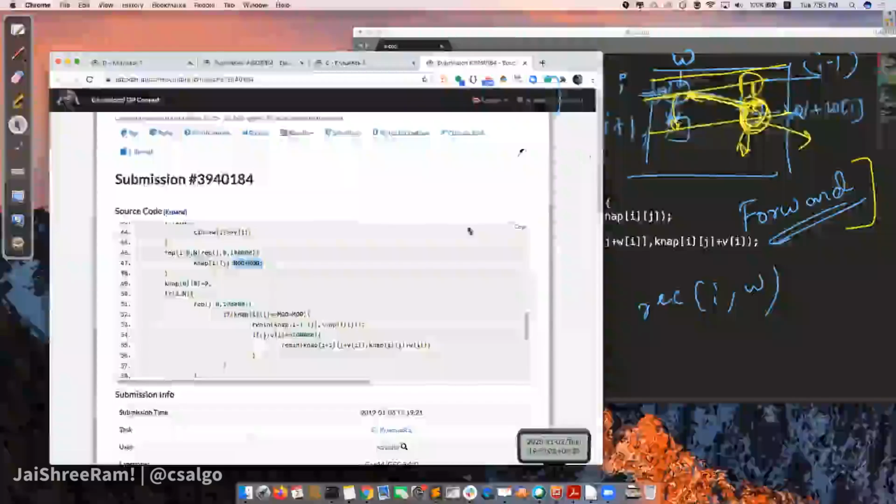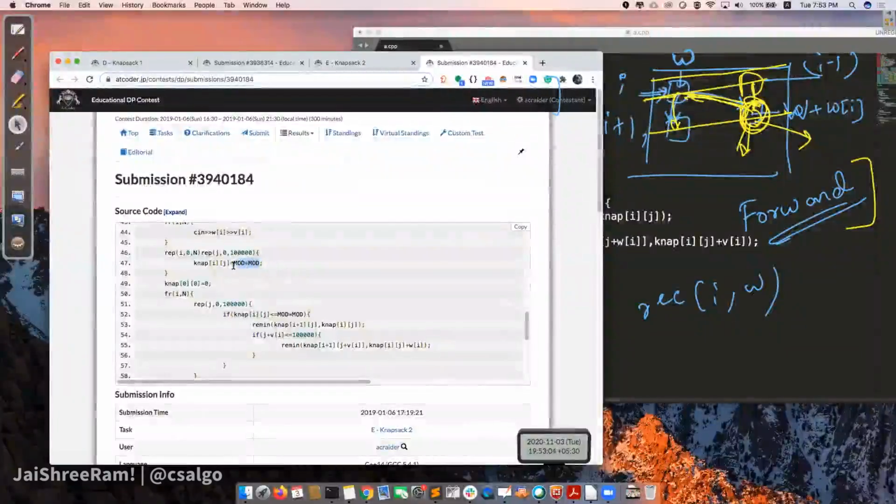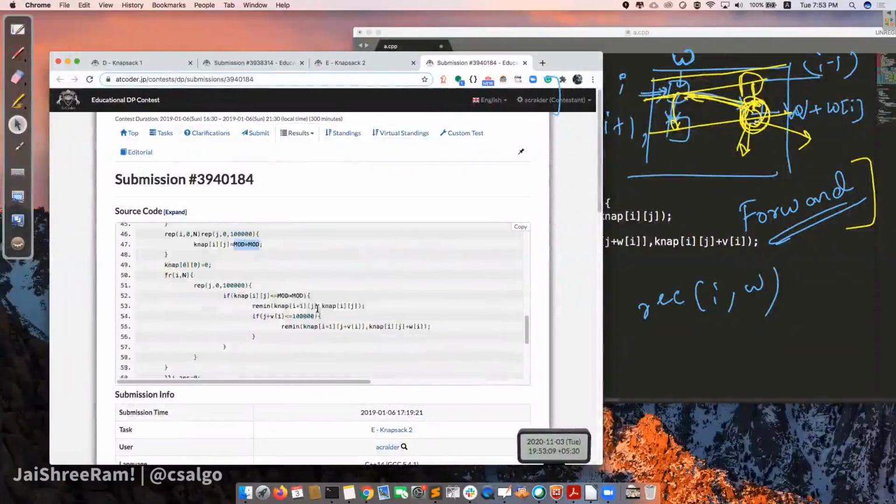minus infinity. So in this we need a minimum value, so we are keeping plus infinity, right? So if it's less than or equal to plus infinity, then that means it has got updated. There is some possible weight. So just update either I plus 1th comma j is also possible.